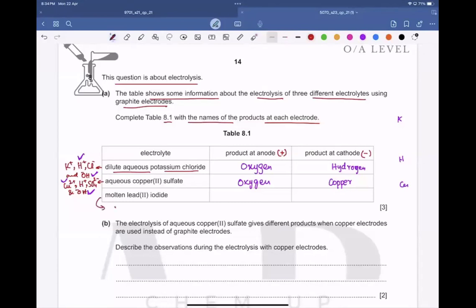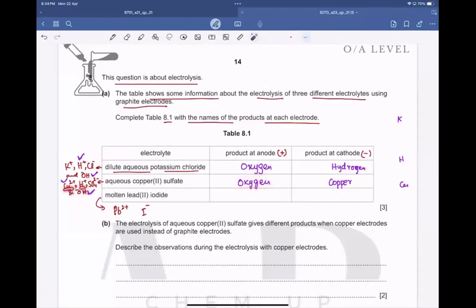And here it's a molten lead iodide. So lead is Pb with a 2 positive and iodide is a negative ion. Yes, for the copper 2 sulfate one, see, sulfate never undergoes reaction. Sulfate and nitrate never react at anode. So in that case, there is only hydroxide. Okay. And when hydroxide reacts at anode, oxygen is formed.